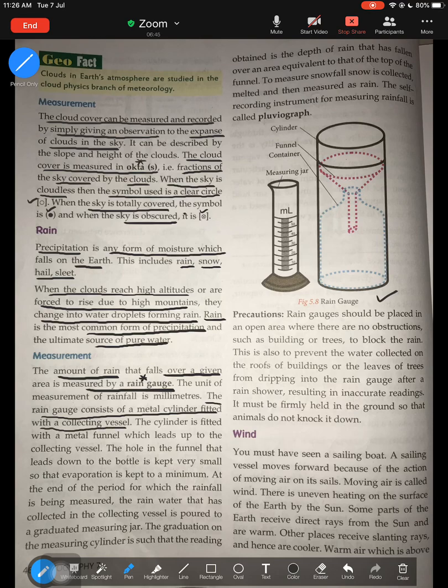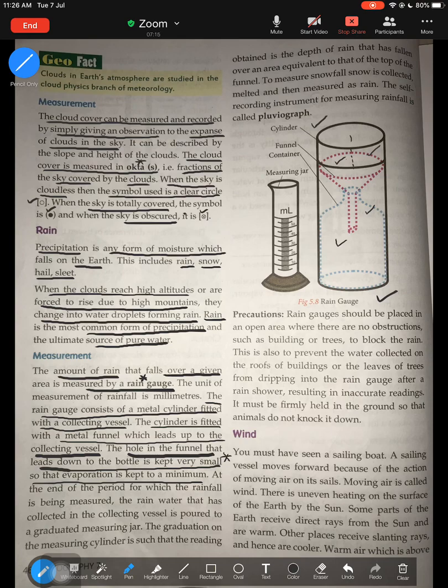Do you see a cylinder with a funnel and the vessel fitted inside? All right, so it's a cylinder with a vessel fitted inside. The cylinder is fitted with a metal funnel which leads up to the collecting vessel. So this is a funnel, rain falls down the funnel and then ultimately drops in the vessel. The hole in the funnel that leads down to the bottle is kept very small so that evaporation is kept at its minimum. This is important.